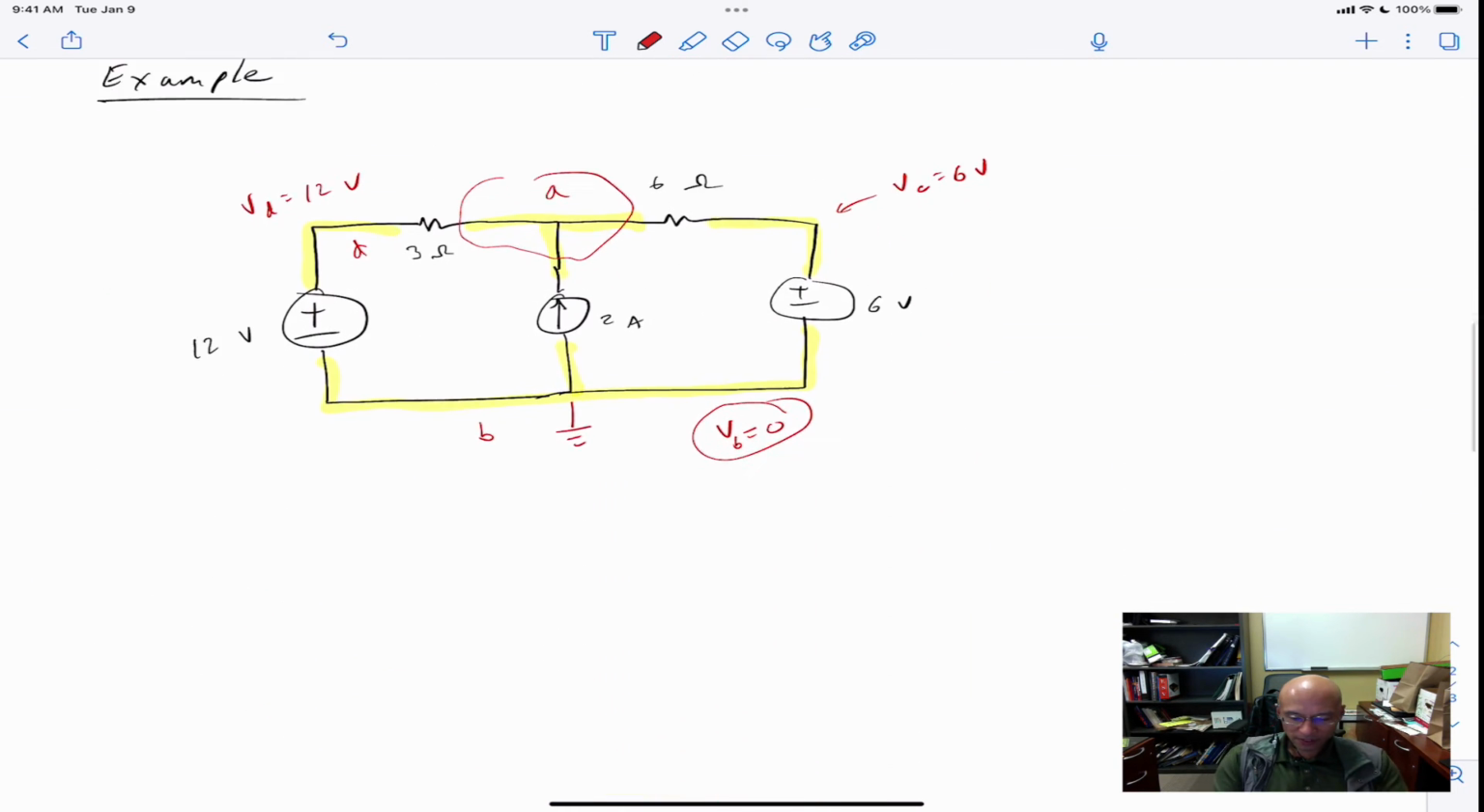So let's assign some currents. I'm going to assign a current going this way and a current going that way. So this will be IAC because it's flowing from A to C. This is IAD because it's flowing from A to D. I'm also going to assign IAB because it's flowing from A to B.